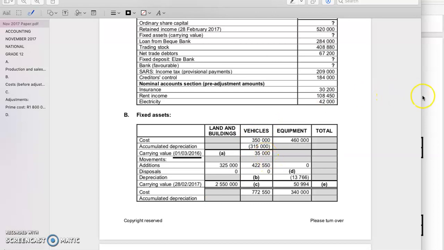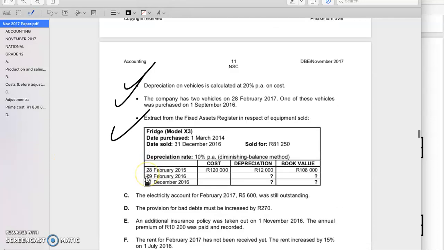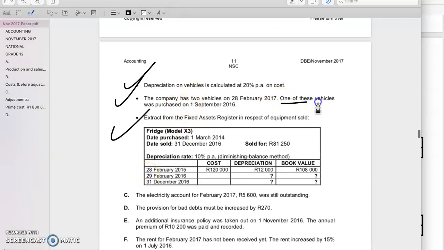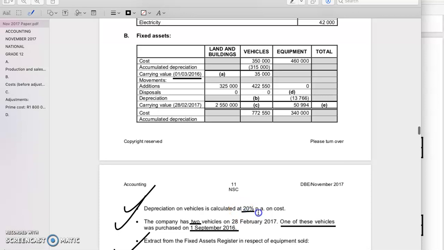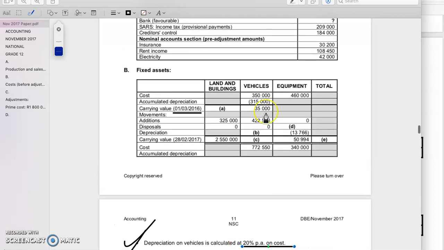We bought another vehicle because it says we bought one vehicle on the 1st of September 2016. We have two vehicles. That means we had one here, we bought one, and now we have 2. And depreciation is 20% per annum on cost. It is very important to note that our carrying value is 35,000. Our depreciation here is very high. This is a high accumulated depreciation.